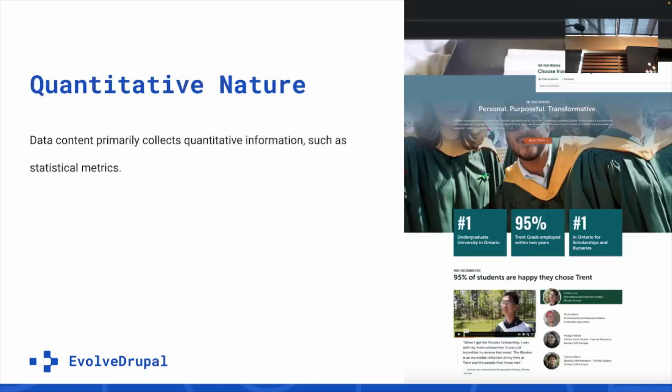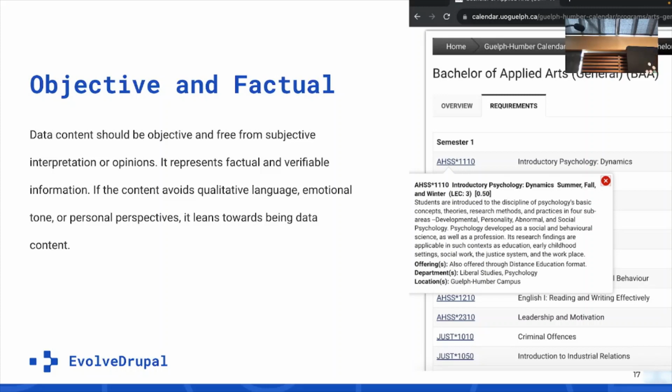Look at whether it has a quantitative nature. This one was not presented really, but if your data can collect or present information that is quantitative in nature and can have some statistical metrics, then that could be considered data content. See if it's objective and factual, which basically means seeing if your data is free from interpretation and free from opinion. So you have raw, unprocessed metrics that you can present to create your own narratives.